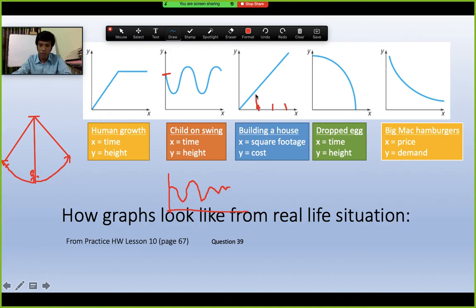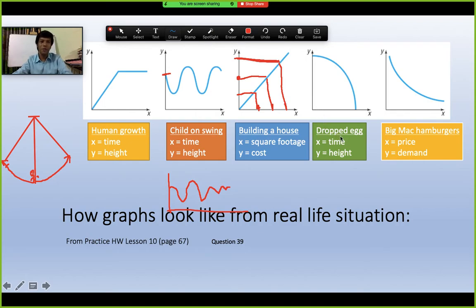So for 1000 square feet cost is low. For 2000 square feet your cost starts increasing. Cost is now here, cost is higher. Then if you make 3000 square feet, then your cost increases a little bit more. So this is what happens in real life situation. You want something more, you have to pay something more. Yeah, so this is some kind of graph.